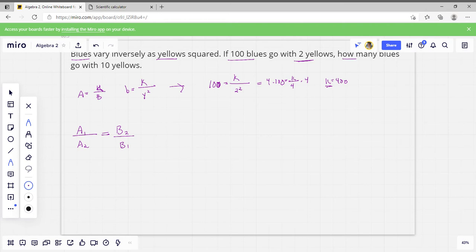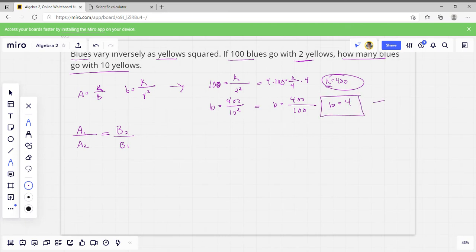Now we have to figure out our second part. How many blues go with 10 yellows? So if we've got our blues, and our K is 400, and we've got 10 yellows squared, we would have b equals 400 over 10 squared, which is 100. 400 divided by 100, b equals 4.